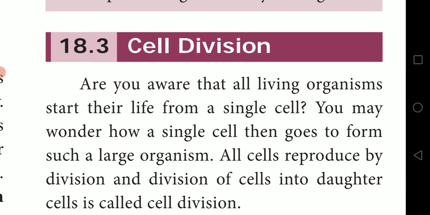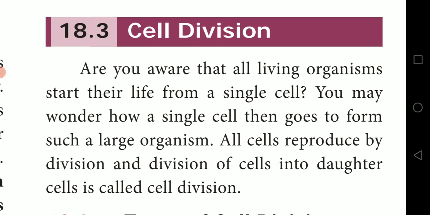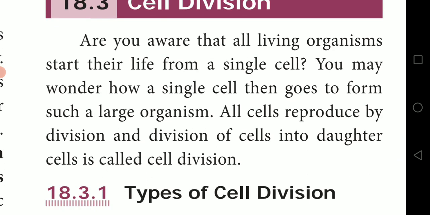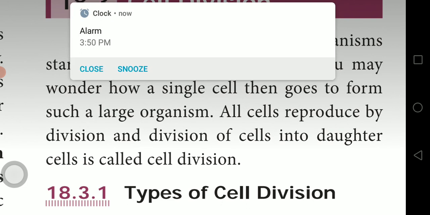Are you aware that all living organisms start their life from a single cell? You may wonder how a single cell goes on to form such a large organism. Any organism is made up of cells. With the help of small cells, how can a huge organism be produced? That's the meaning of it. All cells are reproduced by division, and the division of cells into daughter cells is called cell division. Just mark it, 2 marks.